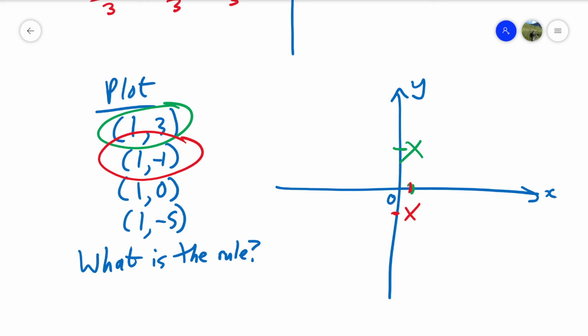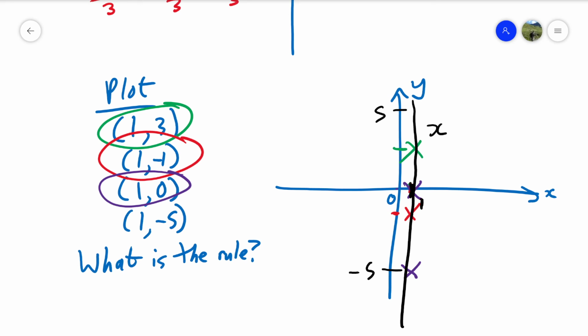Let's do the next two in purple. Y is 1, x is 0. Y is 1, x is minus 5. I'm going to draw a line. And I'm going to observe that y keeps changing, but x is staying the same. Because look, up here, y is equal to 5. Down here, y is equal to minus 5. Clearly, y is different. But x is always equal to 1. So the rule is x equals 1.